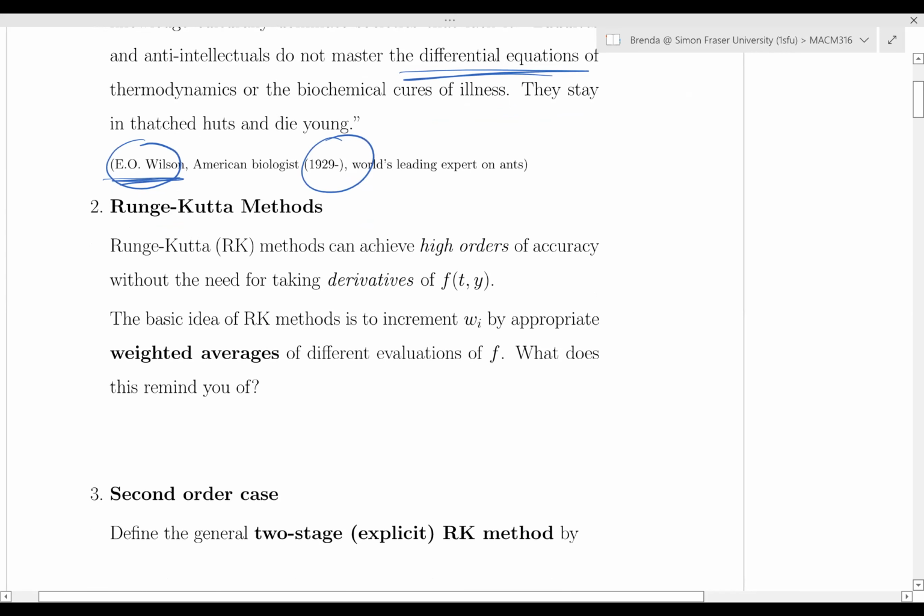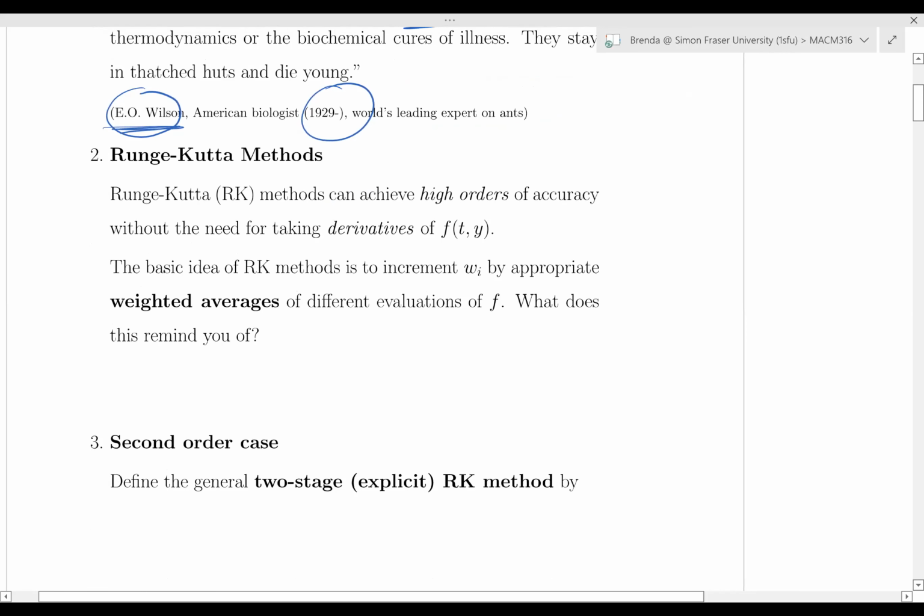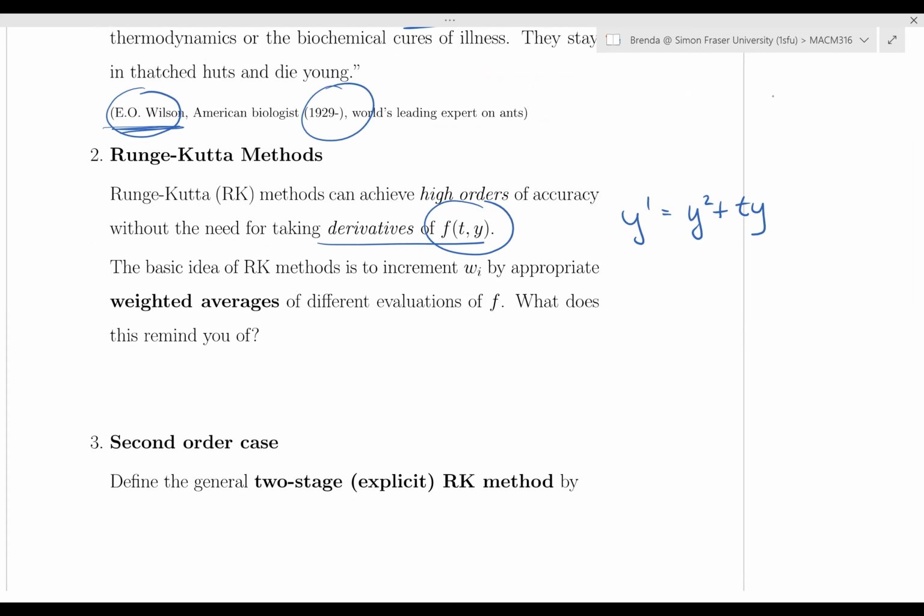Okay. Right, the Runge-Kutta method. The idea is to get high order of accuracy without the need for taking derivatives of the function. Let's just recall what that is. If we have a differential equation that looks like y' = y^2 + 2y, this f(t, y) is this part right here. We want to avoid taking derivatives of that.